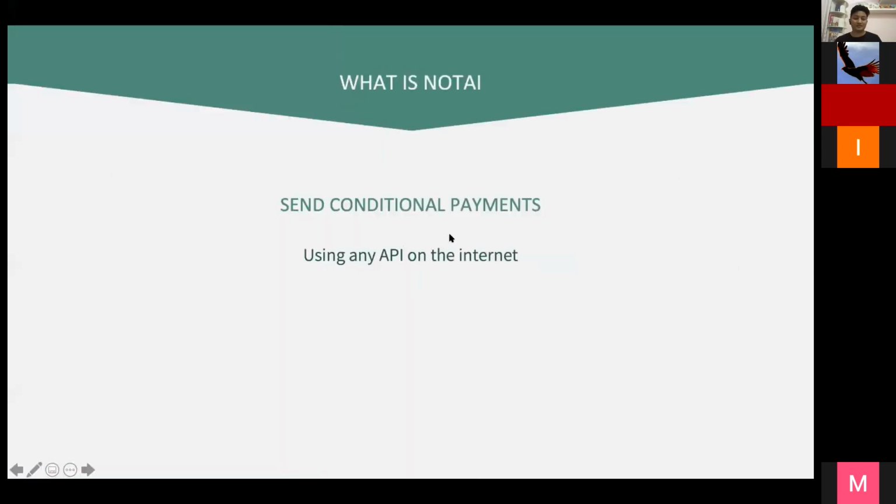So here, let me first explain what Notai is. I think Harry already explained the high level part, but basically Notai is a service to send conditional payments using any API on the internet. What this means is that you can send payments on the blockchain, and you can attach conditions to those payments, and that condition can be any API on the internet that must return a specific response in order for your payment to go through. You can configure the response however you want, and I'll show you that in a moment.